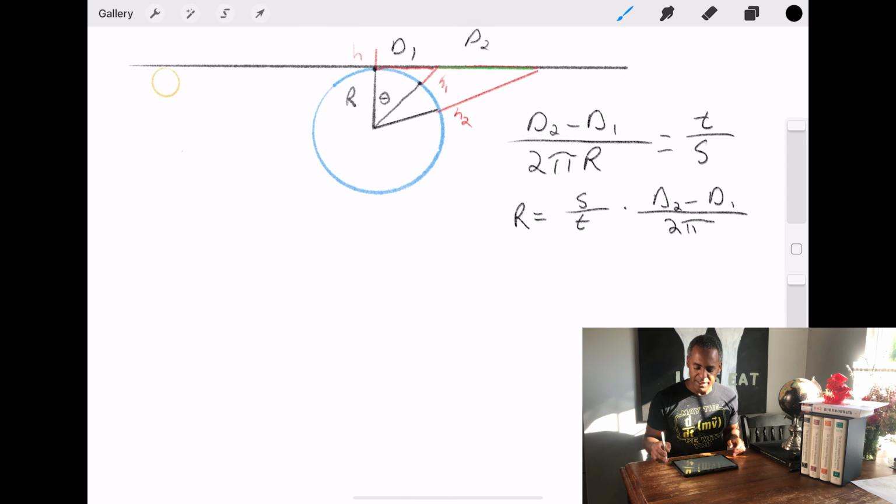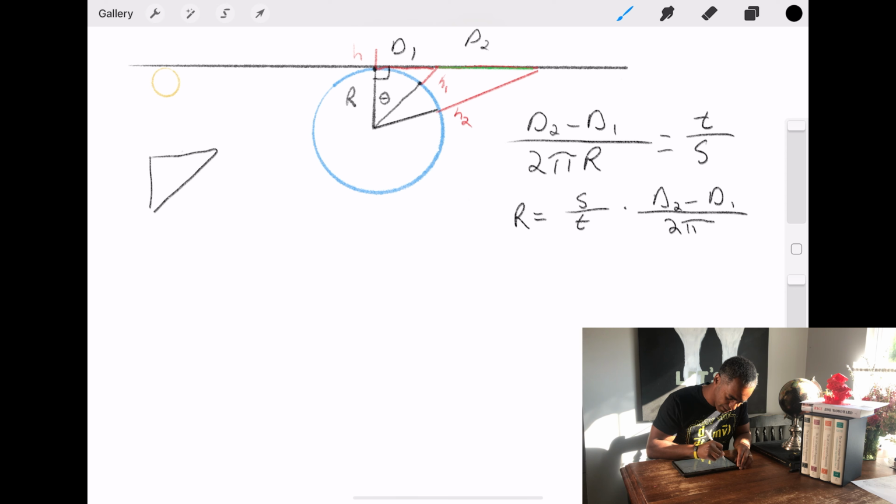If you look closely here, you'll see that we have two right triangles, and we'll just put one of them here, but it's obviously the same. Let me redraw that a little neater.